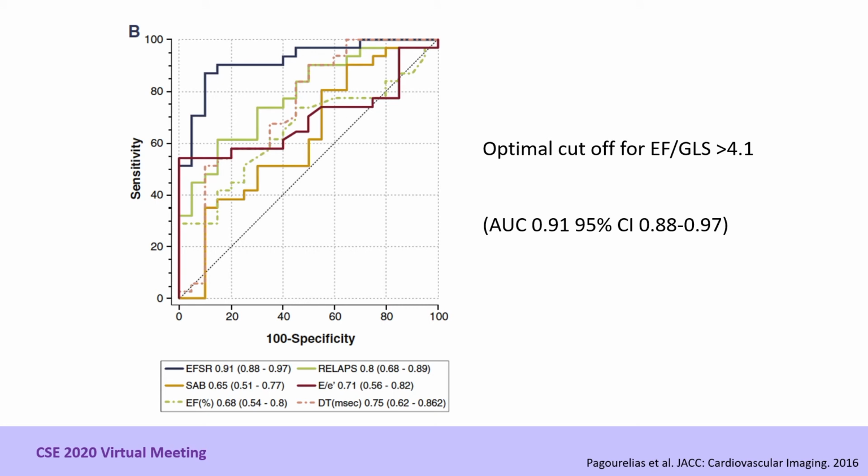The first is a ratio of the LVEF to global longitudinal strain with an abnormal cutoff of more than 4.1, having the best operating characteristics for distinguishing patients with cardiac amyloidosis from other causes of increased LV wall thickness. And while it's not currently in the expert recommendations, it may find its way there in the future.